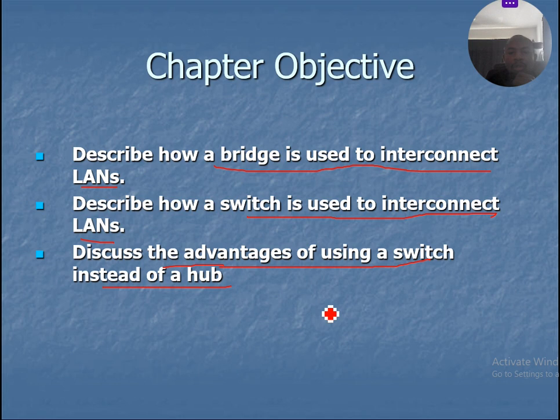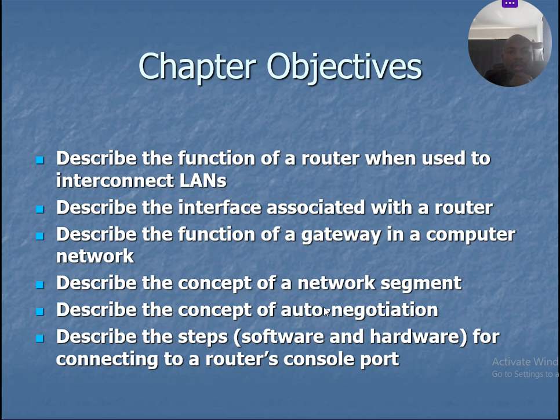Now, still on the objectives, at the end of the whole of chapter 5, we'll be able to describe the functions of a router when used to interconnect LANs. What job do routers do when you use them to interconnect local area networks? Then we'll also be looking at the router interface, describing it, the configuration and everything that has to do with it.